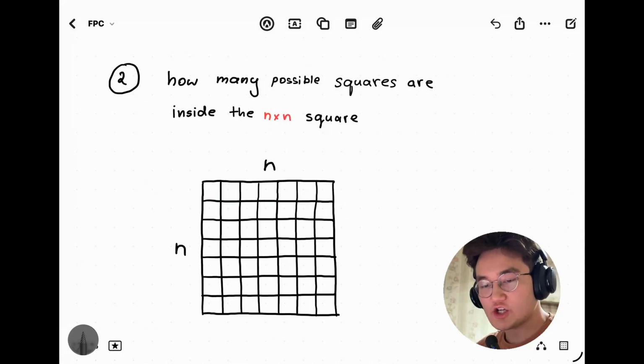The second question is, how many possible squares are inside the n by n square? It's an interesting problem. I hope you will be able to solve it.